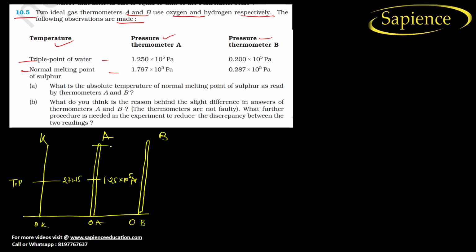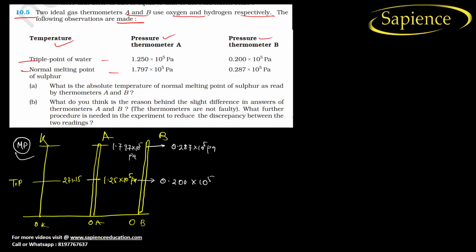And for the melting point, we need to find this. Normal melting point in case of A is 1.797 into 10 to the power 5 Pascal. Now we consider B. For B it is 0.287 into 10 to the power 5 Pascal, and the triple point is 0.200 into 10 to the power 5. Now we need to compare and find the melting point in the Kelvin scale.